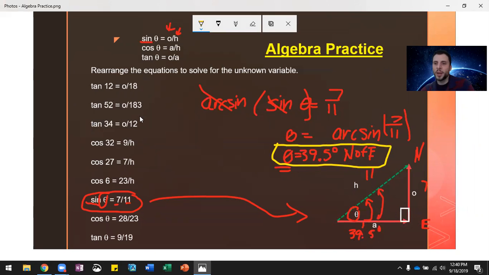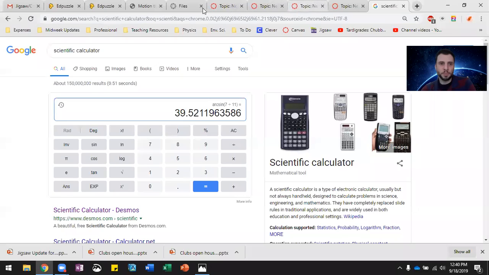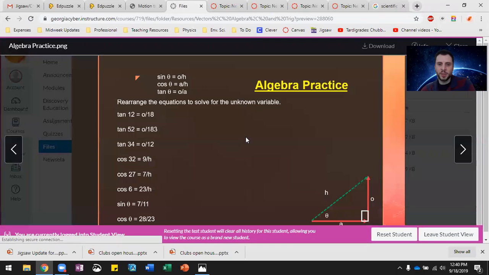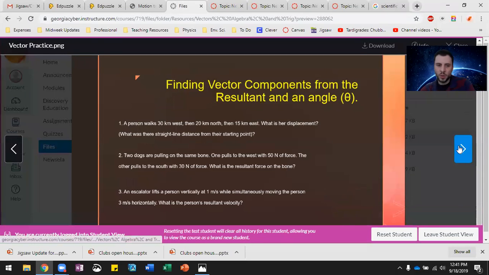I'd like you to go ahead, rearrange these equations and solve them yourself. All this work is going to be on our file page in Canvas, and I'll pull that up right over here. If you go to our file page in Canvas, in Resources, in Vectors, Algebra, and Trigonometry, you'll have this Algebra Practice. So you can download that and get some more practice with algebra. And then there's also some problems that we'll look at later next week, when we actually create our own vectors. But I'll show a video of that. That'll be my next video.